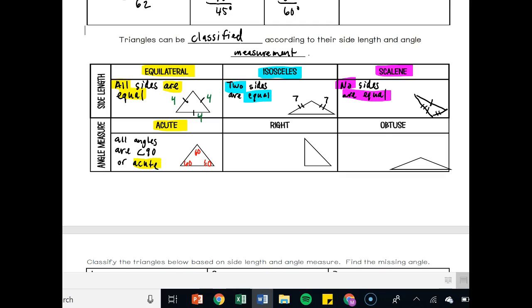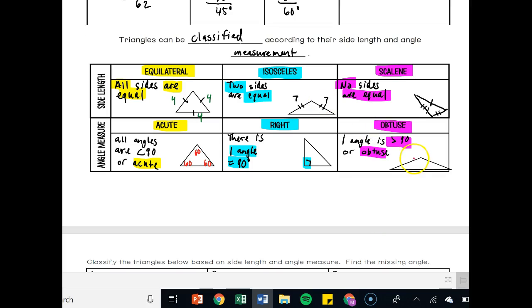All those angles have to be less than 90 degrees, and remember they have to add up to 180 degrees. Next, we have a right triangle. In a right triangle, there is exactly one angle that is equal to 90 degrees. Doesn't matter what the other angles are, as long as you got that one right angle, it is a right triangle. And finally, an obtuse triangle has one angle that is greater than 90 degrees, or obtuse.